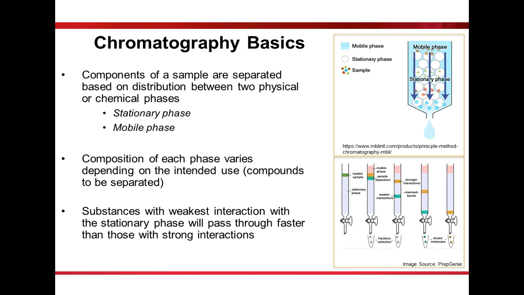Substances that have the weakest interaction with the stationary phase will pass through faster than those that have strong interactions. So you end up having several different fractions with different molecules eluting at the time that reflects their level of interaction with both phases.